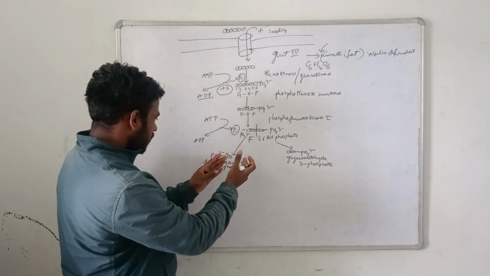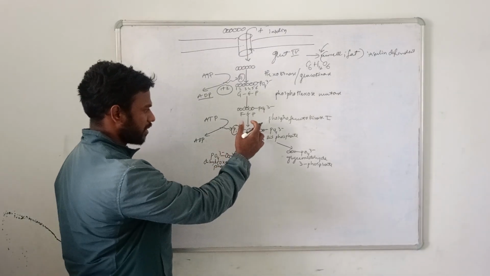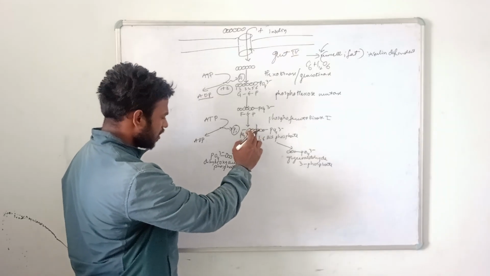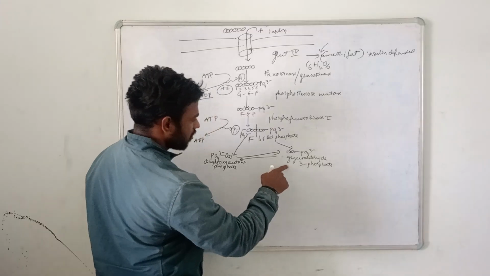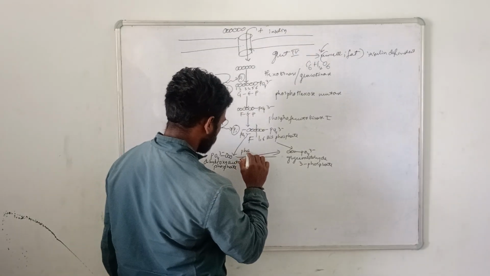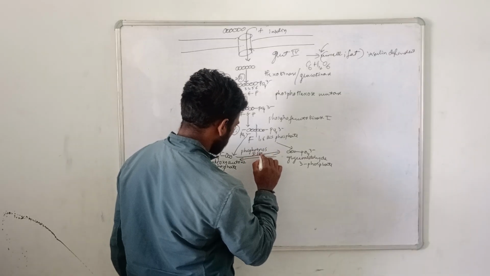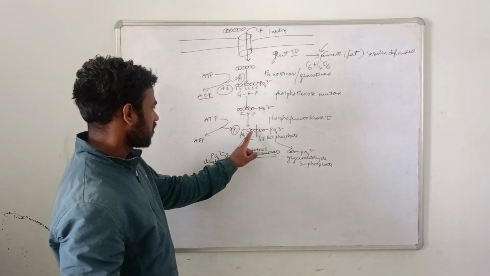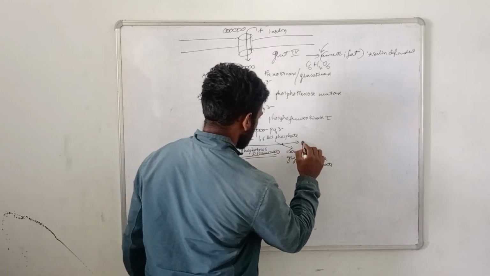And whatever the dihydroxyacetone phosphate is produced by breaking the bond between 3rd carbon and 4th carbon will again be converted to glyceraldehyde 3-phosphate with the enzyme phosphotriose isomerase. Now, this breakdown of 3rd carbon and 4th carbon is assisted by the enzyme aldolase.